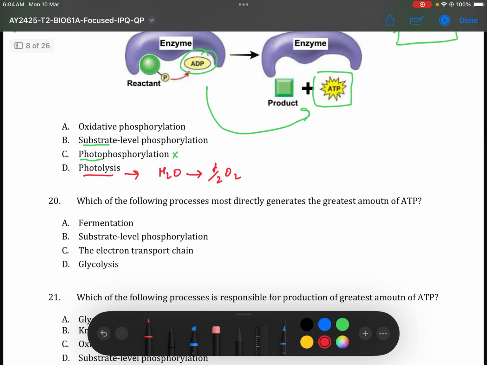Okay, now we move to the question: which of the following processes most directly generates the greatest amount of ATP?